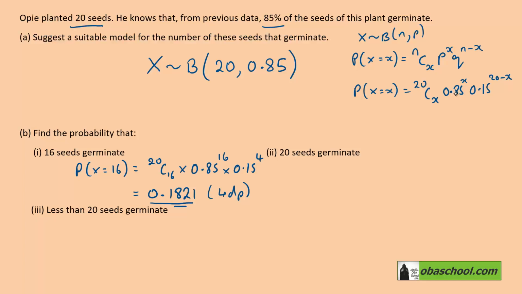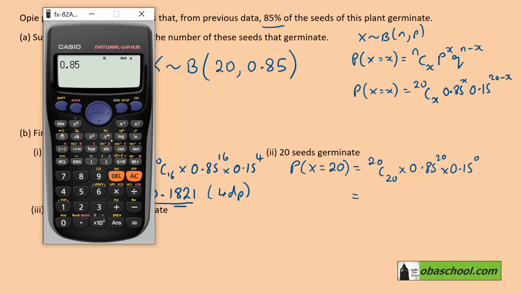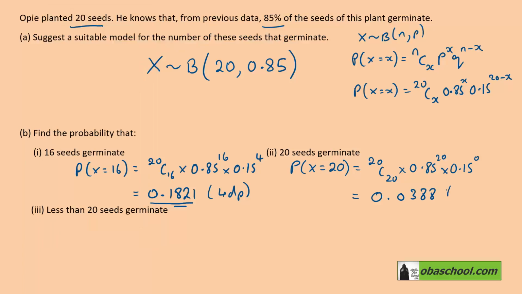For 20 seeds to germinate, that's the probability that X is equal to 20, which is 20C20, which we know is just 1, times 0.85 to the 20 times 0.15 to the 0, which is just 1. So this is just 0.85 to the power 20, and that's 0.0388. Again, working to 4 decimal places.